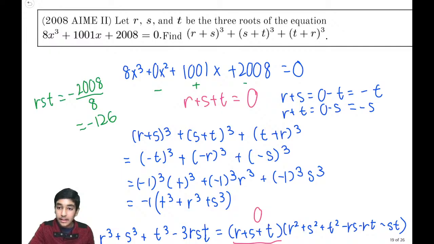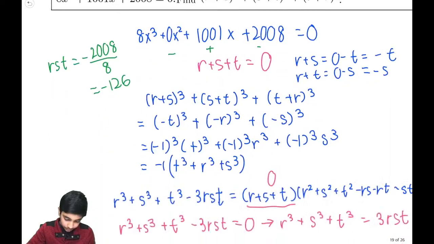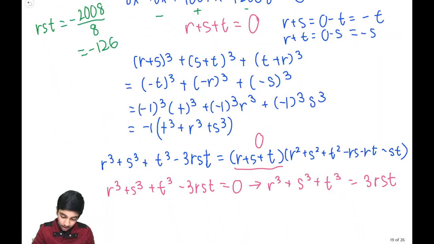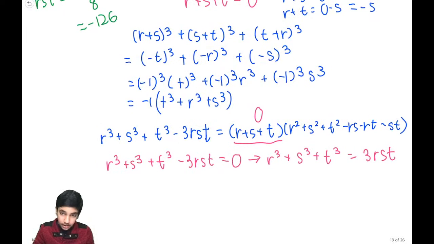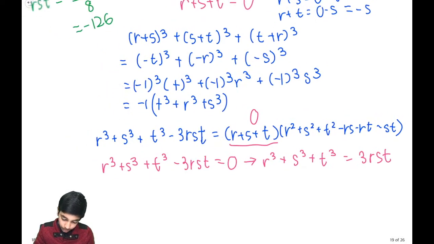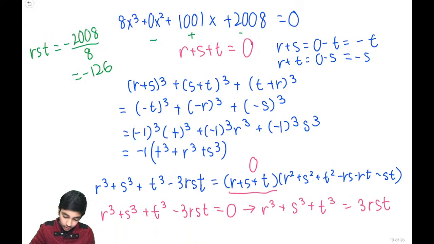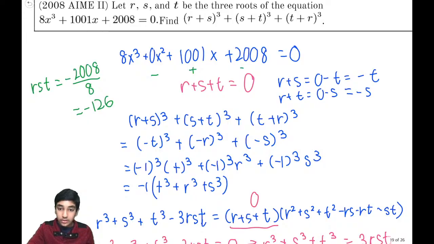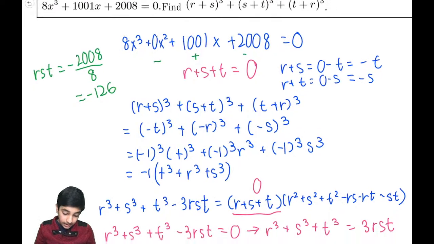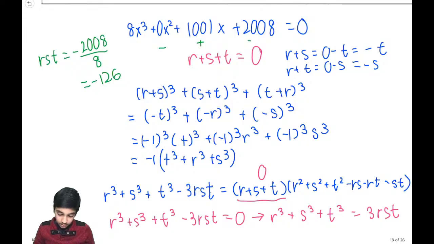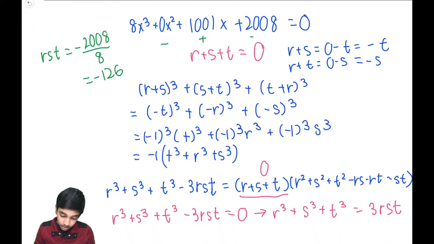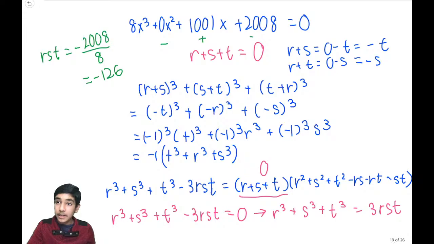And from there, we can see that this expression is just going to be equal to, we can plug that in to get r cubed plus s cubed plus t cubed is just equal to 3 times RST. And we know that RST is just equal to negative 2008 divided by 8.